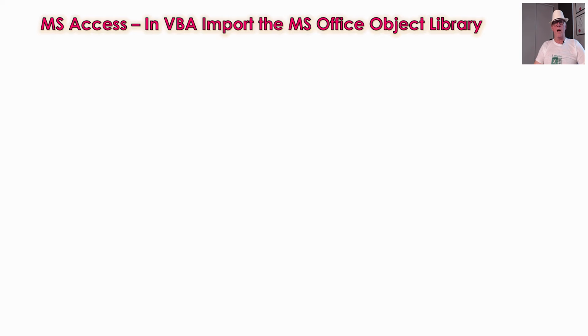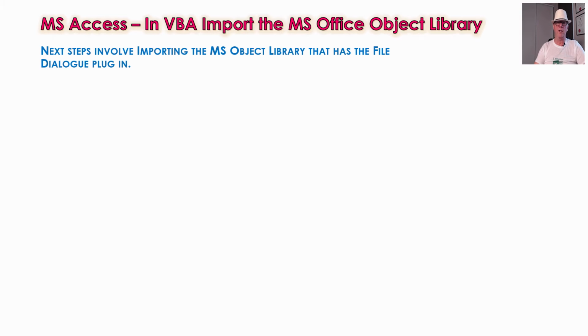Okay, so now we're ready to get into doing the VBA code that's going to run behind the scenes and make the magic happen. And we need to first off get this MS Office object library. So Access, this is kind of a plugin that's going to give us that file manager type navigation so we can get to our picture for the photo button, but we need to import this in and have this plugin in as part of the VBA that is connected to Access.